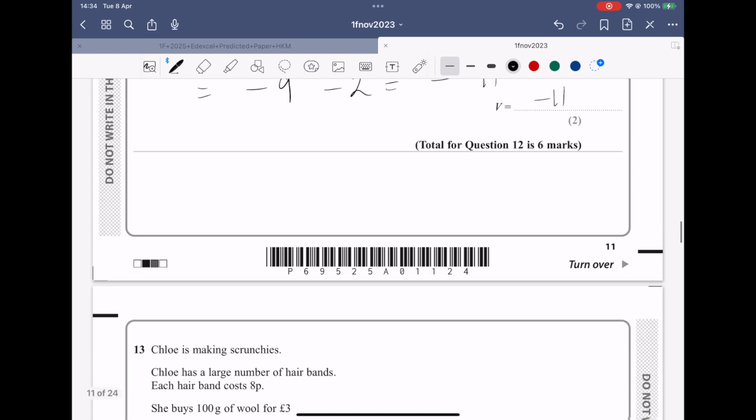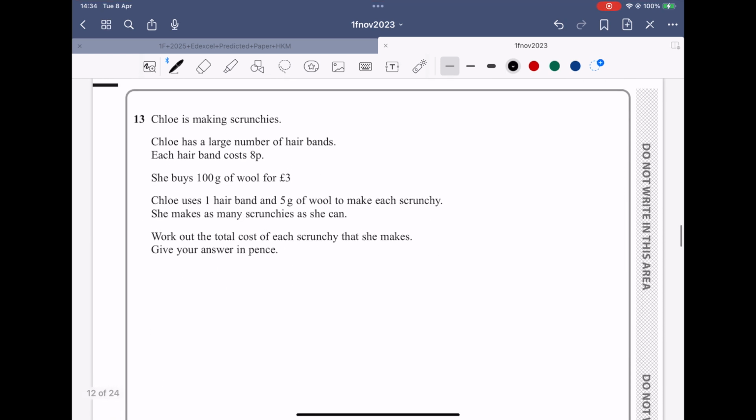Alright, moving on. Chloe is making scrunchies. Chloe has a large number of hairbands. Each hairband costs 8p. She buys 100 grams of wool for £3. So a lot going on already. She uses 1 hairband and 5 grams of wool to make each scrunchie. She makes as many as she can.